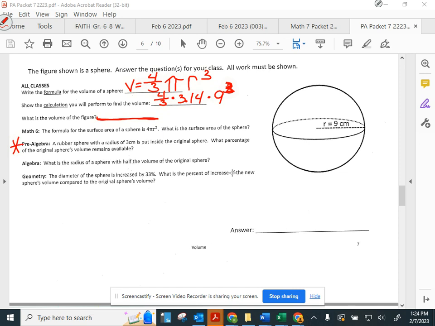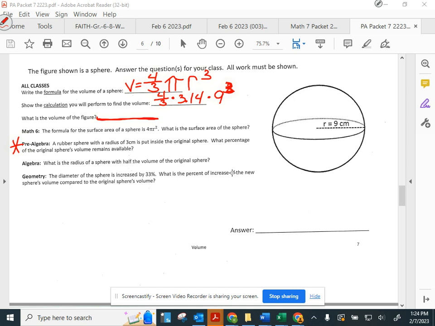Then we have to do the pre-algebra. Now this was the part that has tricked a few of us up. A rubber sphere with a radius of 3 centimeters is put inside the original sphere. What percentage of the original sphere's volume remains available?